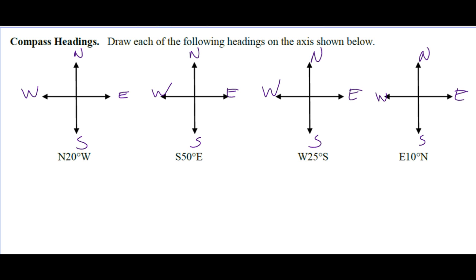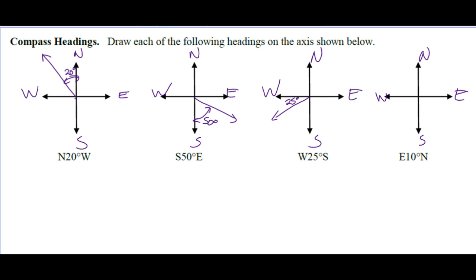Okay. Here's how compass headings work. When I say north 20 degrees west, the first letter is the direction that you're heading. So you start off pointing to the north, and then you move 20 degrees to the west. So this here is 20 degrees. Okay? You start off pointing south and then you move 50 degrees towards the east. So from south, I go 50 degrees to the east. From west, I start off pointing west and then I turn to an angle of 25 degrees towards the south.